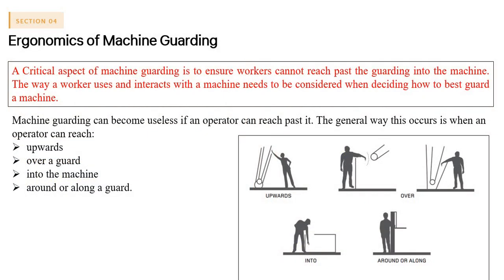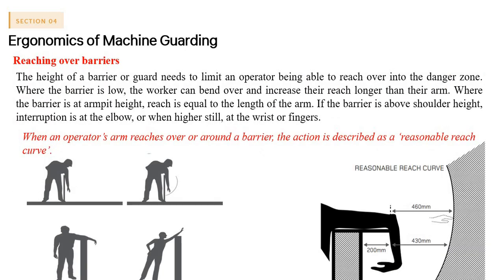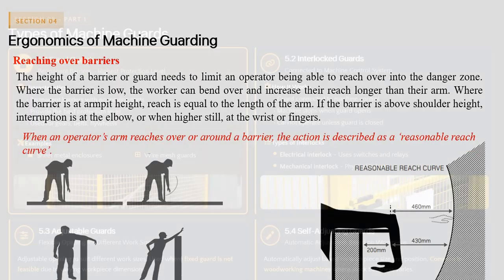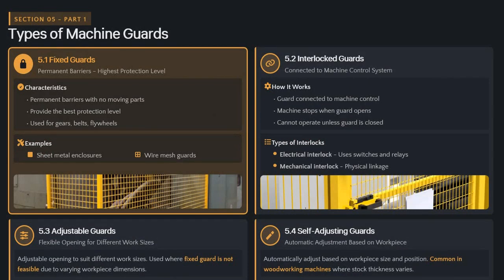This is another key topic: how machine guarding reach has to be calculated and considered. There is always a reasonable reach curve, up to which section we should allow, and up to which section we need to plan the guarding. And then types of machine guards. Again I will emphasize this, because this is very important.